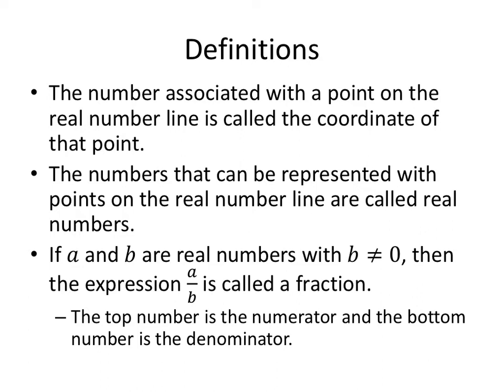There'll be a couple of sections where we talk about other types of numbers, but we'll get to that when we need to. If A and B are real numbers, so anything you could find on the real number line, as long as B is not 0, it could be anything else, then the expression A over B is called a fraction. The top number is the numerator, and the bottom number is the denominator.